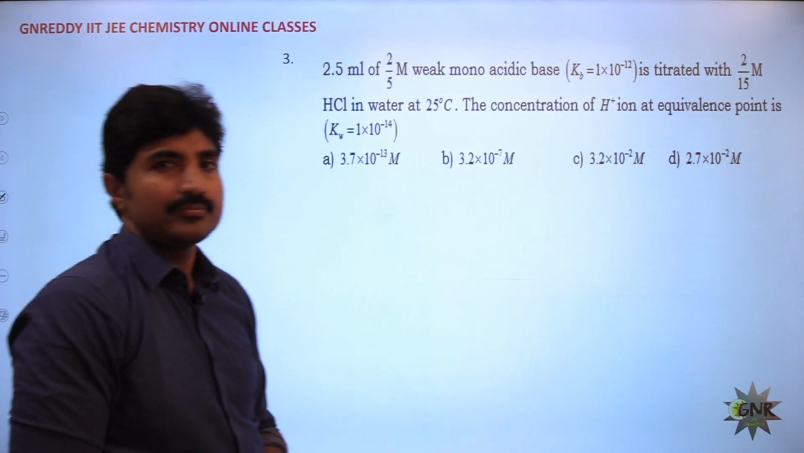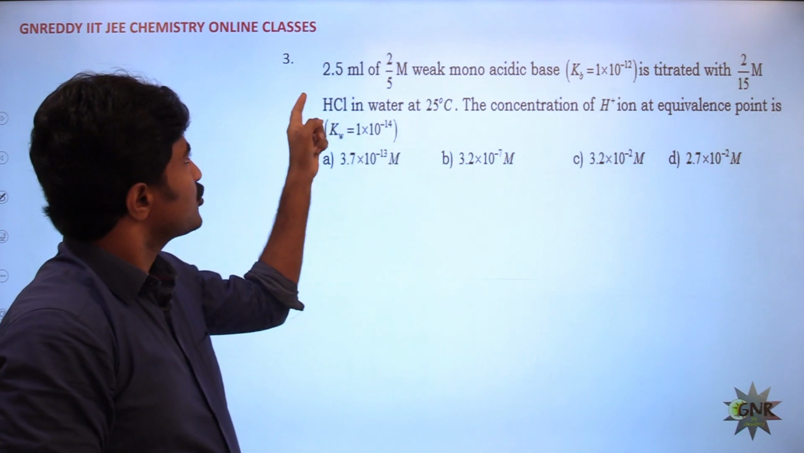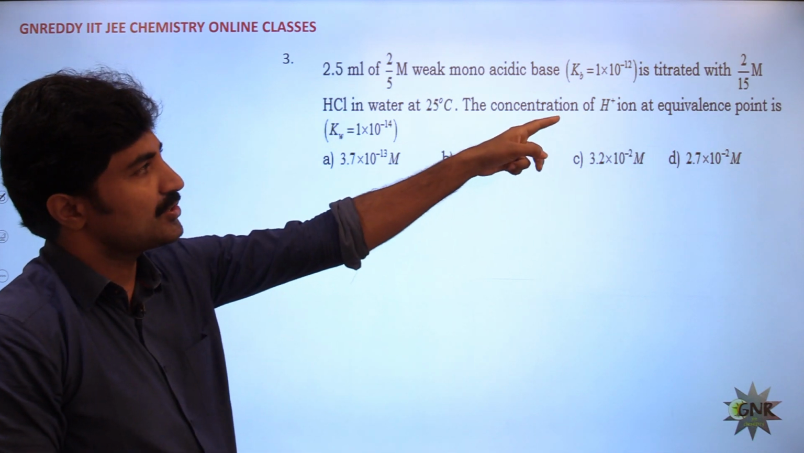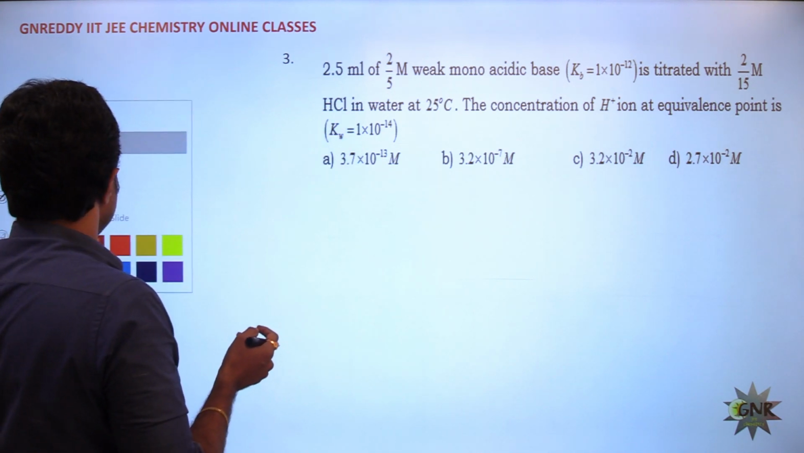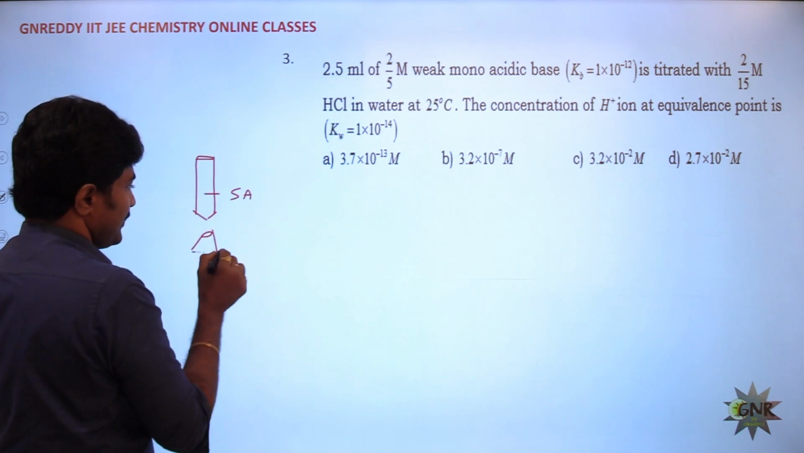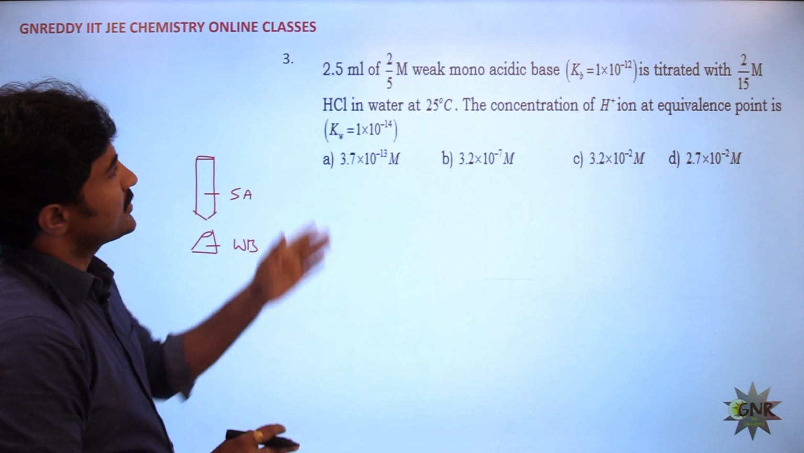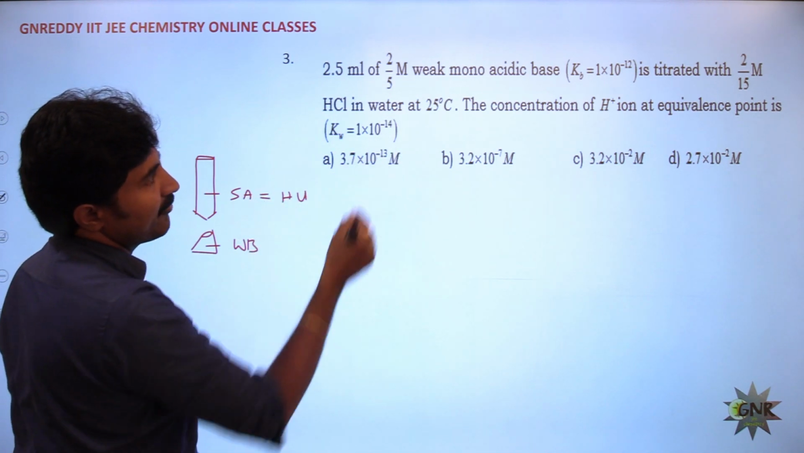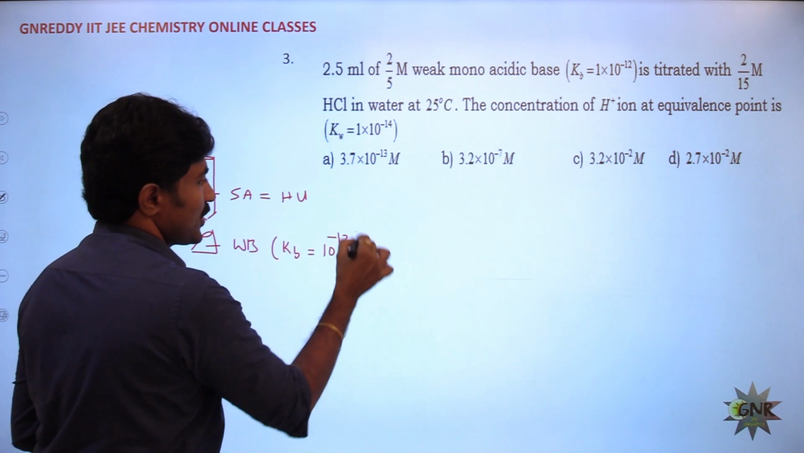See the next one. Yeah, this is a titration, which is from the ionic equilibrium topic. 2.5 ml of 2 by 5 molar weak monoacidic base is titrated with 2 by 15 molar HCl in water. Simply, this is the titration of a strong acid versus a weak base. Here the strong acid is taken in the burette, the weak base in the conical flask. This is HCl and the weak monoacidic base, Kb value provided. Kb is equal to 10 power minus 12 given.